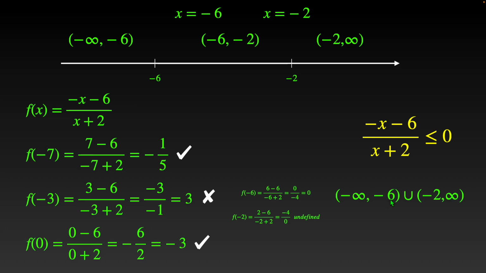Right now, -6 and -2 are not included because we have parentheses. Parentheses means we're not including this number. So -6 and -2 is not included. But all we have to do is include -6. And to do that, we're going to use a bracket. So notice we change the parentheses to a bracket at -6. And this is our final answer.